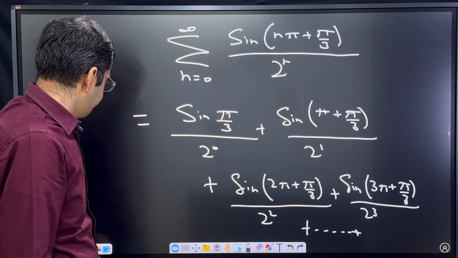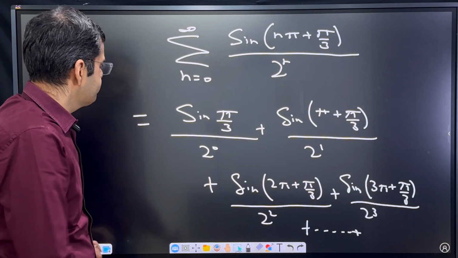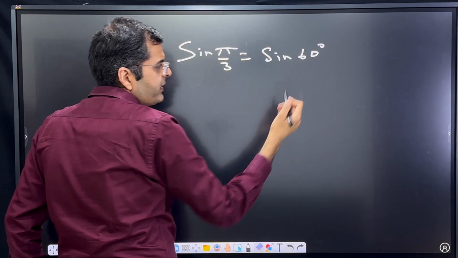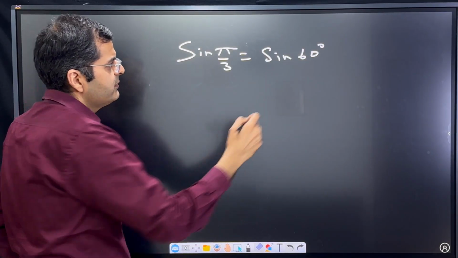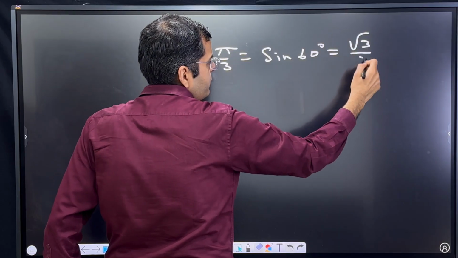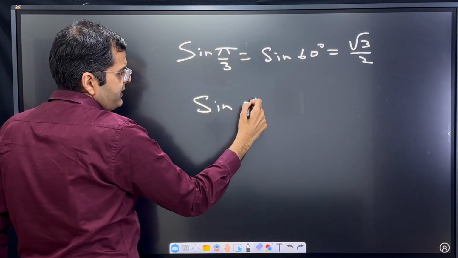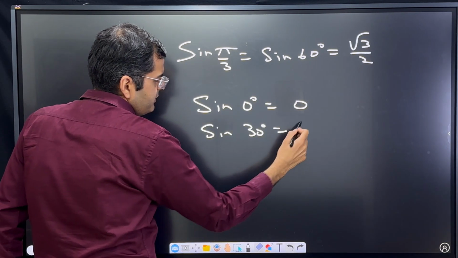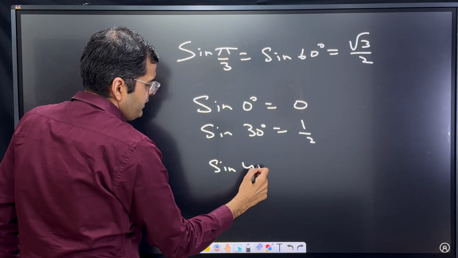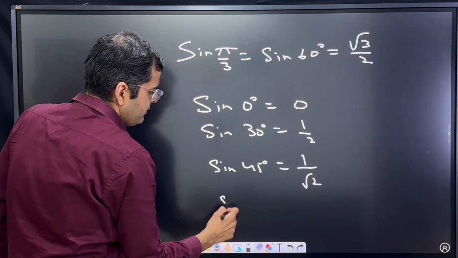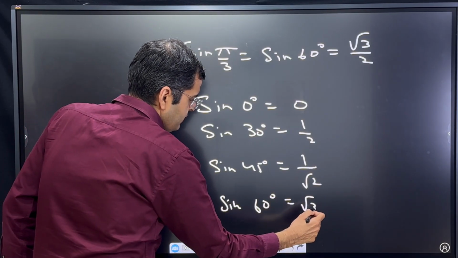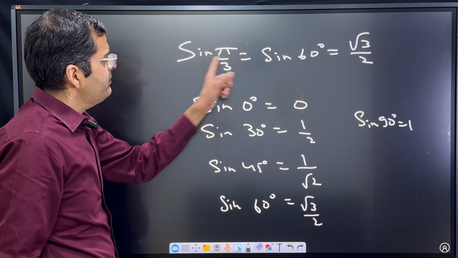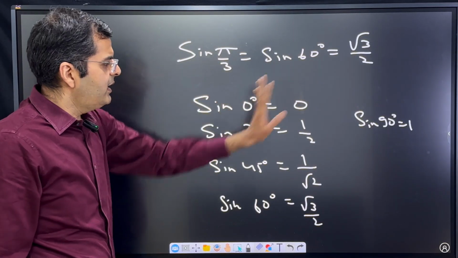So what is sine pi by 3? Sine pi by 3 is root 3 by 2. Sine pi by 3 is nothing but sine of 60 degrees, and sine 60 degrees is root 3 by 2. If you remember, the value of sine 0 degrees is 0, sine 30 degrees is half, sine 45 degrees is 1 by root 2, sine 60 degrees is root 3 by 2, and sine 90 degrees is 1. So sine pi by 3 is sine 60 degrees, which is root 3 by 2.